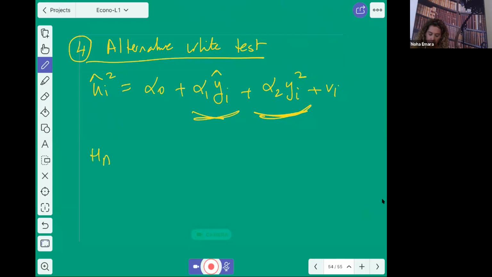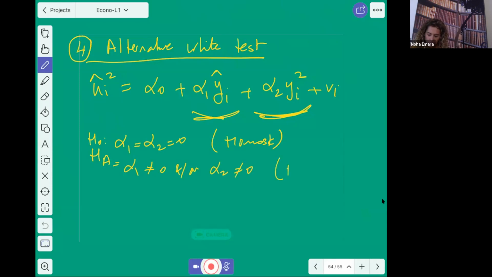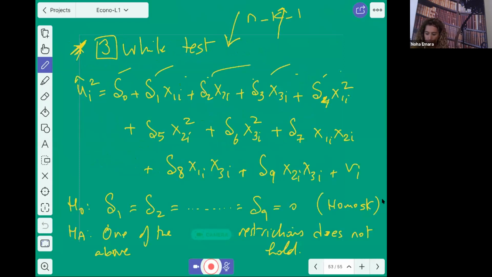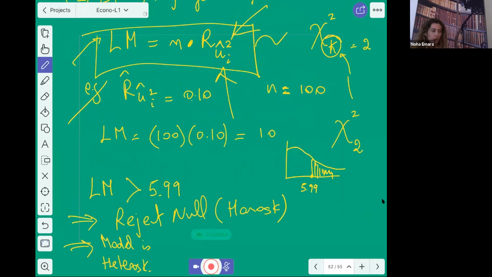So the null hypothesis would be, okay, alpha 1 is equal to alpha 2 is equal to 0. Again, homoskedastic. And then alpha 1 is not equal to 0 and/or alpha 2 is not equal to 0, heteroskedastic. And again, you get the R square and you plug it into the same formula here, and then you analyze it based on the chi-square table. Okay?